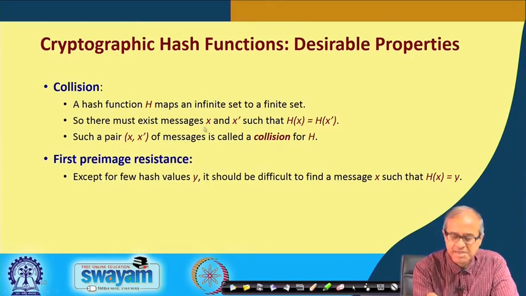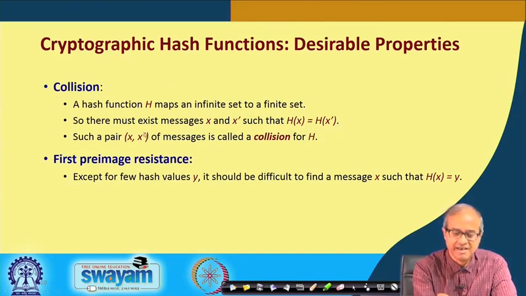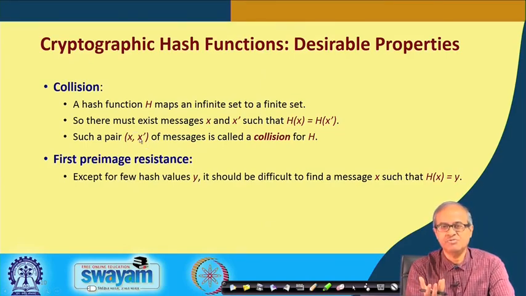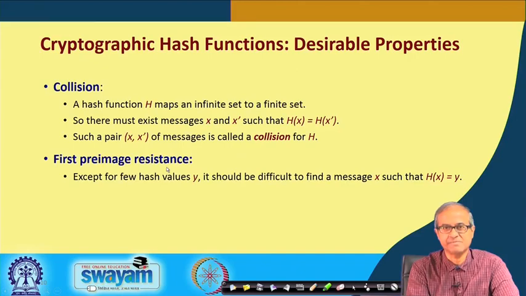So, there must be two messages x and x prime such that their hash values will be the same. This is what we mean by collision, and such a pair of messages x and x prime are said to result in a collision with respect to a hash function h. Now, talking about the properties, the first property is called first pre-image resistance.